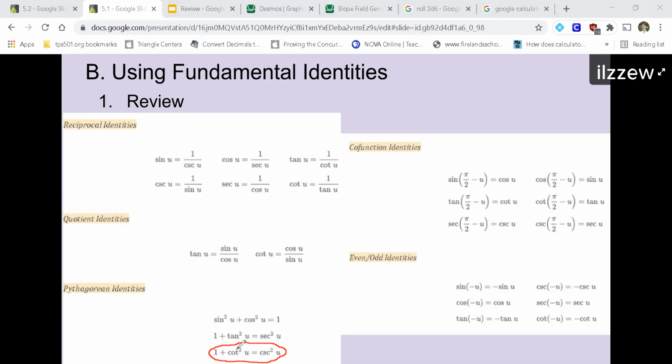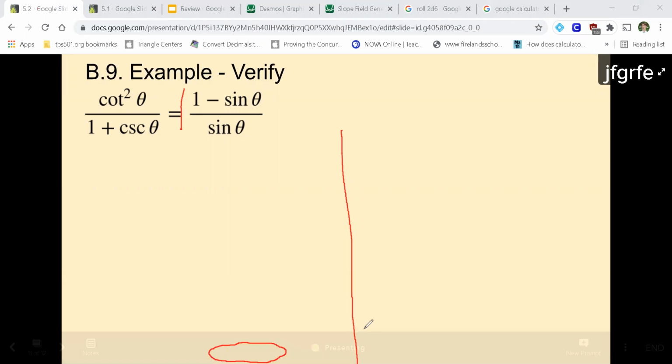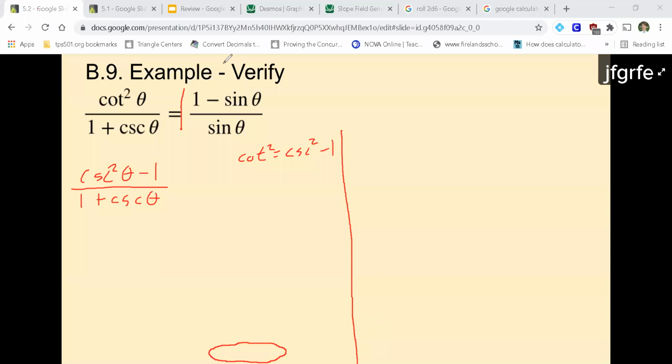So if 1 plus cotangent squared is cosecant squared, then if we subtract 1, cotangent squared is equal to cosecant squared minus 1. I'm going to write this down the left side. So again, the idea here is cotangent squared is equal to cosecant squared minus 1. So we can write the cosecant squared of theta minus 1 over 1 plus cosecant theta. That's a Pythagorean identity.